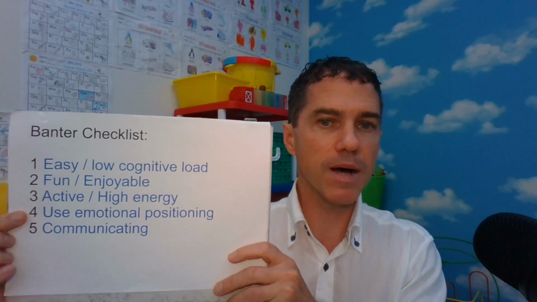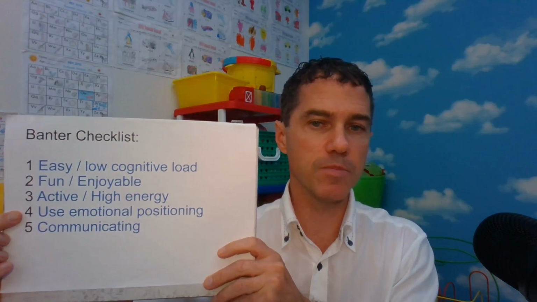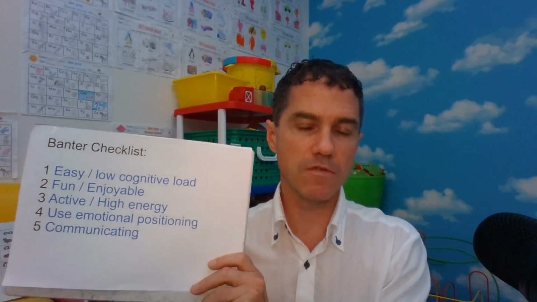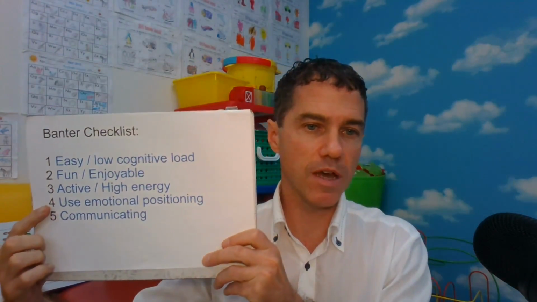Number 4, I extensively use the concept of emotional positioning when I'm doing banter at the beginning of class. Now, emotional positioning is a phrase coined by Scott Crow from Nut House Education in Osaka. Thank you, Scott, for putting a word around this concept. I think it's something that a lot of teachers do in class naturally, but it's great to have this phrase to use about it. So, what is emotional positioning?